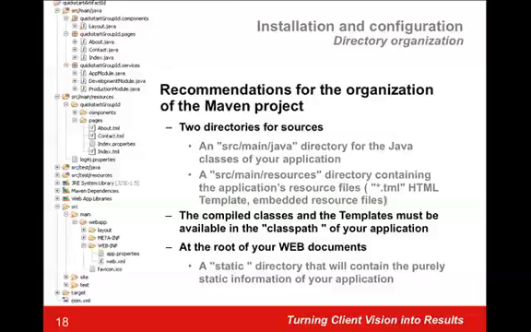Here is a basic structure of a Maven project. We'll find src/main/java for your Java classes, and src/main/resources for your templates and your properties files. By convention, we also put all the static resources, CSS, JavaScript, pictures, in the static directory of the webapp in your application.